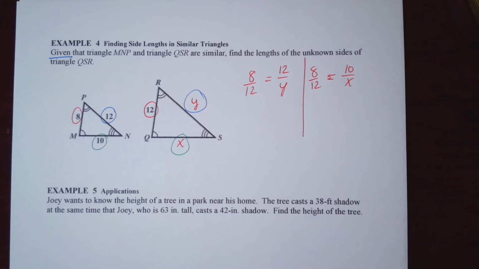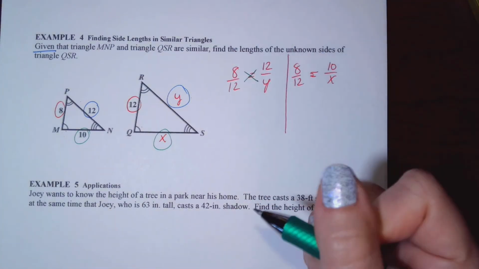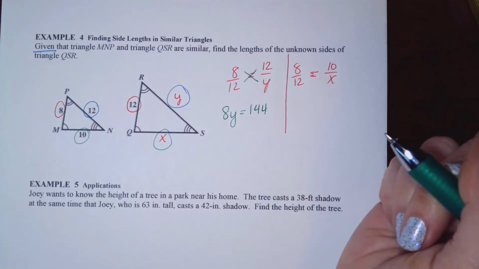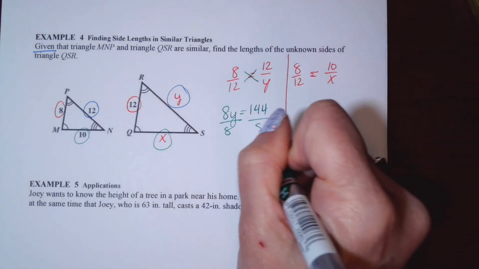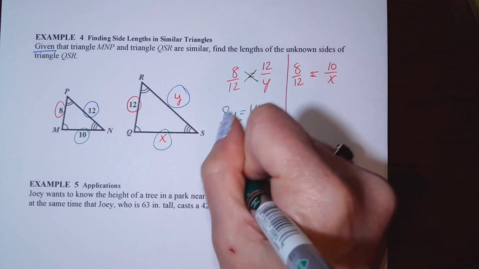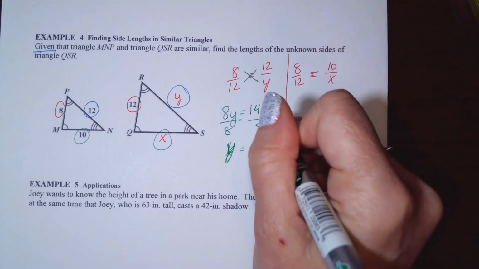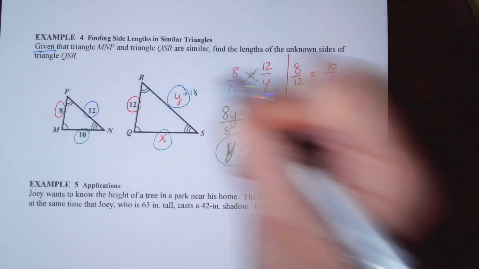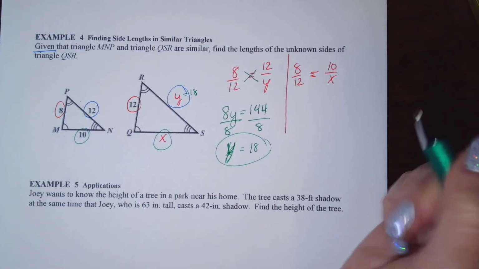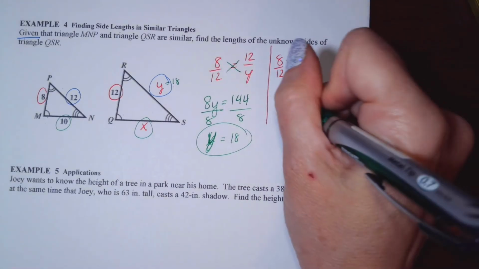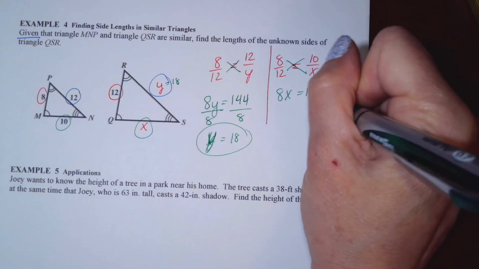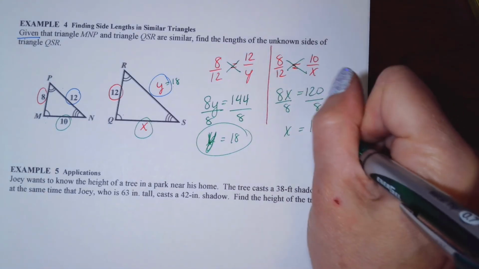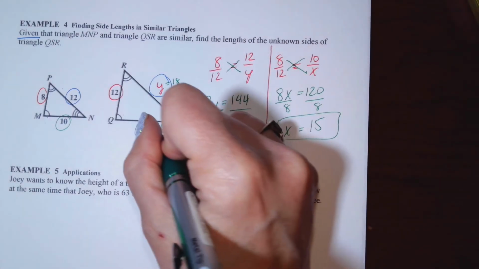Now to solve a proportion, you solve using cross products. So I find those cross products. 8 times y is equal to 12 times 12, which is 144. And then I solve for that side length y. And I have 144 divided by 8 is 18. So y is 18. And over here, 8x is equal to 120. And I solve for x, and I get that x would be 15.